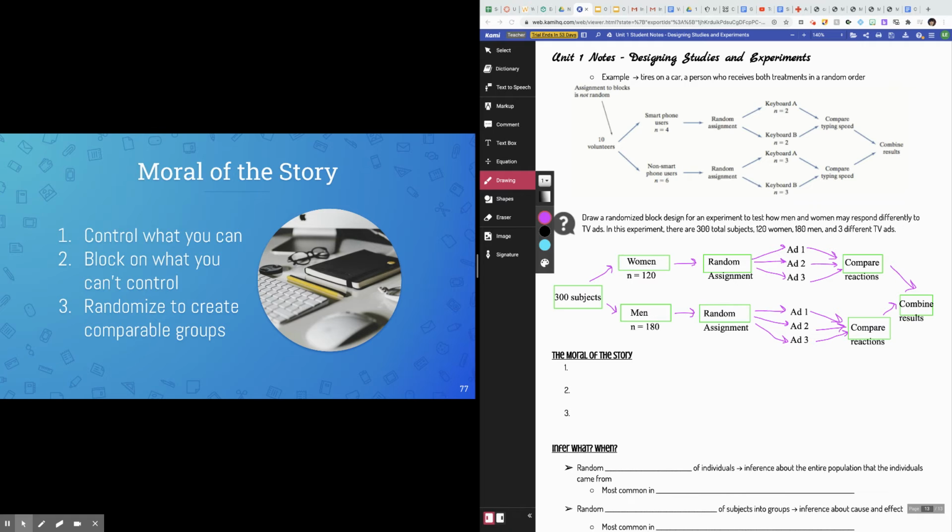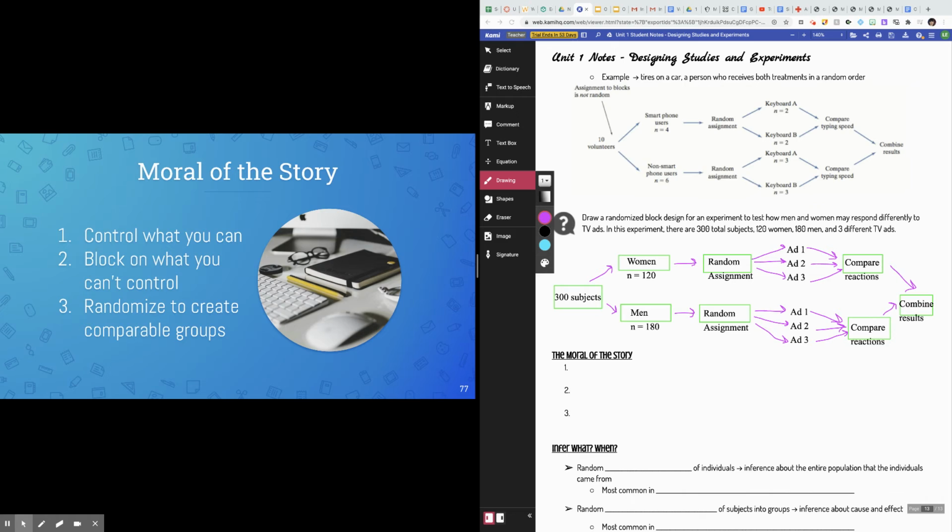But what you can do is just say, repeat the same process for the block of men, but putting 60 people, since a third of 180 is 60 people in each group rather than 40 people in each group for the women. Okay, then after you have the actual treatment that occurs, which is watching the different ads, they all come back together to compare.